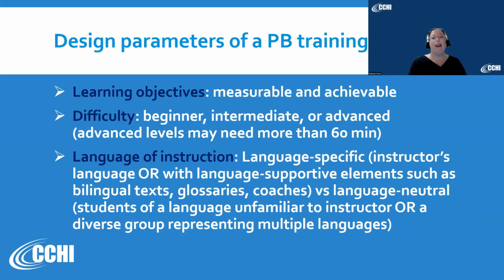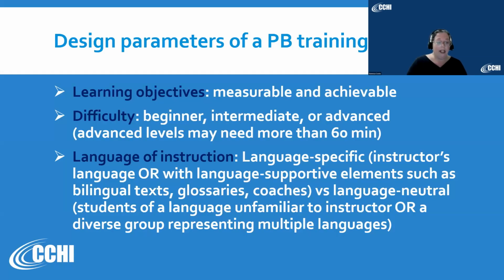So what are the design parameters of performance-based training? There are 8 things that an instructor will want to consider when planning their training curriculum. These 8 things are the learning objectives, the difficulty, the language of instruction, the duration, the delivery method, the size of the group, the content structure, and of course, the setting up feedback and debriefing. We're going to touch on each of these 8 points briefly.